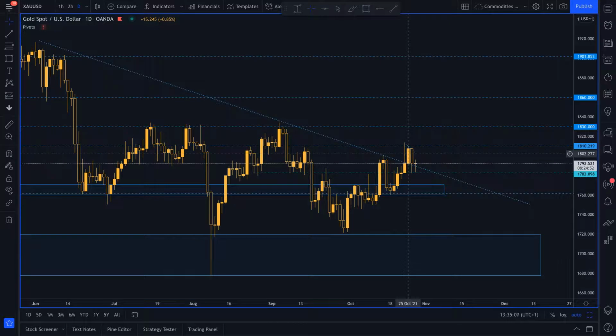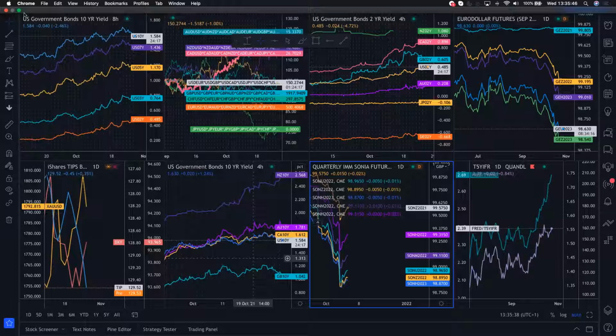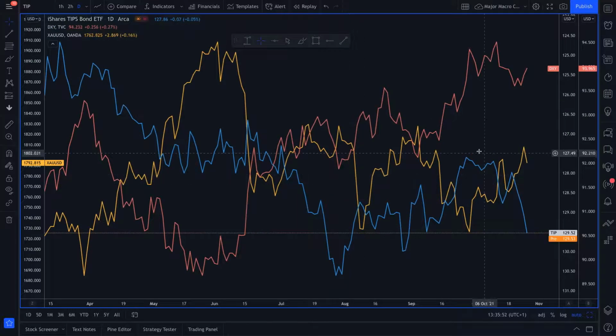Now, gold is driven by the interplay of three things: bond yields, inflation, and the US dollar. And what we want to see for gold is we want to see real yields falling and the dollar falling. That will be like lighting a rocket under gold. So this is what we want to see. Here we have the interplay between real yields, gold and the dollar.